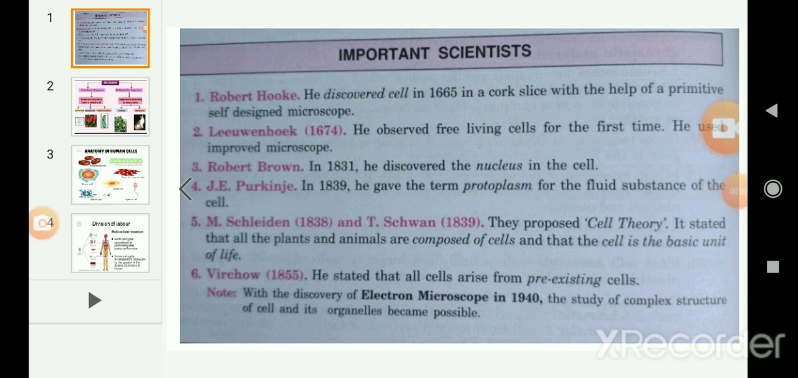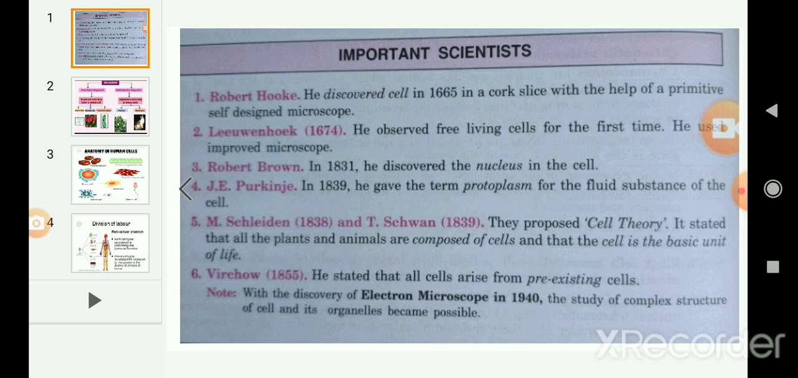Students, now I am going to tell you about some of the important scientists. First, Robert Hooke discovered the cells for the first time, but the cells were dead. So, who discovered the living cells? The first living cell was observed by Leeuwenhoek. He discovered the free living cells in pond water.